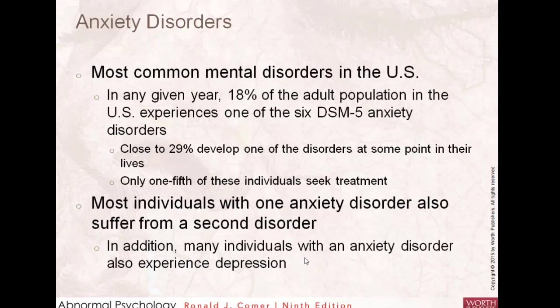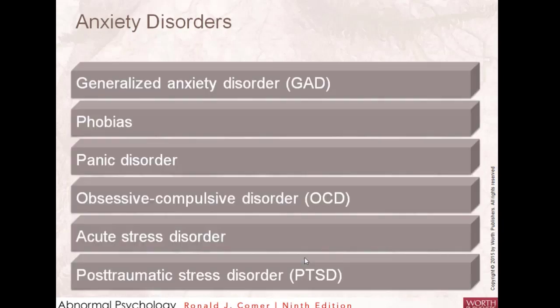If you have a client who has an anxiety disorder, you want to make sure you're not missing a second diagnosis as well. So today, we're going to be talking about generalized anxiety disorder. We're going to be talking about phobias and then a couple of diagnoses that would fit under that category of phobia. We'll talk about panic disorder and OCD today. However, we will not be talking about acute stress disorder or post-traumatic stress disorder today. We're going to separate those out into the next lecture video. We're going to have a lecture on disorders of stress and trauma.